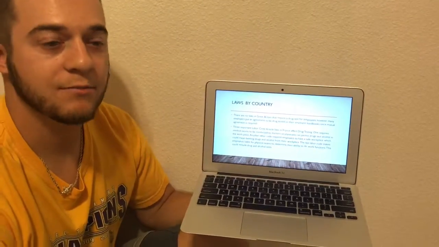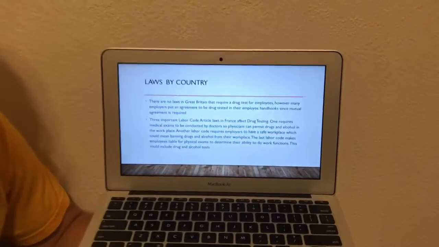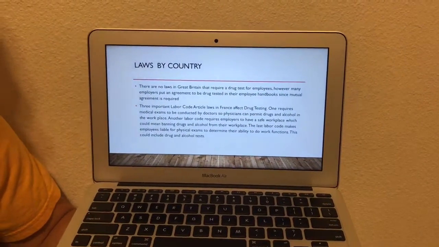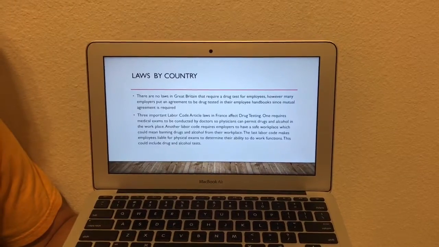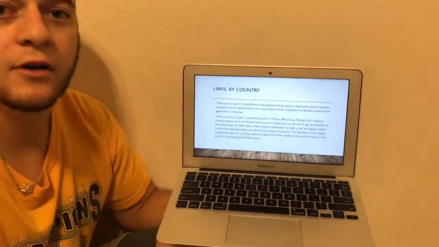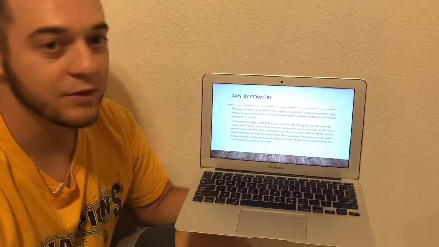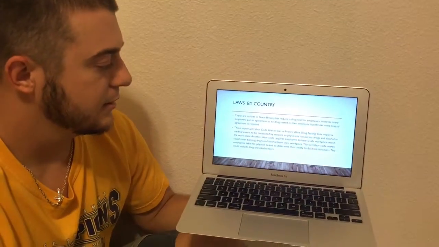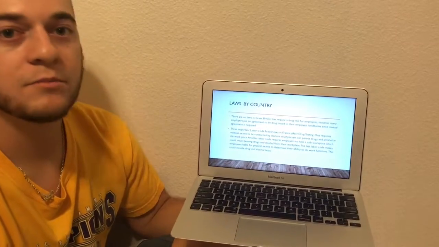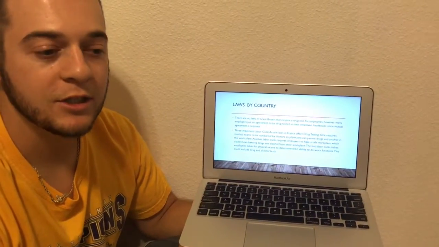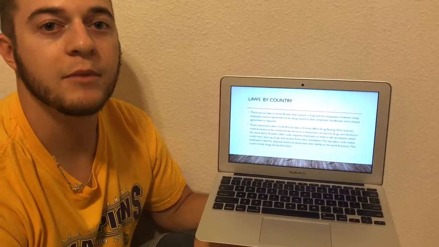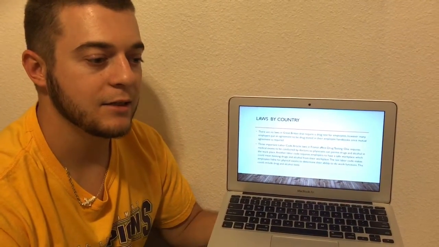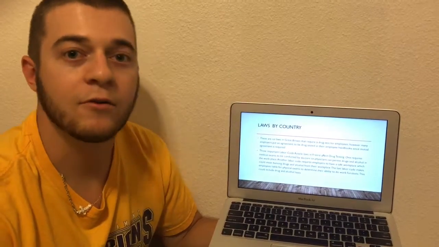One requires medical exams to be conducted by doctors and not just employers. So the doctors have to provide a permit for the employee to use drugs or alcohol or different things of that nature to help them with their condition. The second labor code requires employers to have a safe workplace, which could mean drugs and alcohol being banned from the workplace, but that's at the decision of the business owner or company owner.